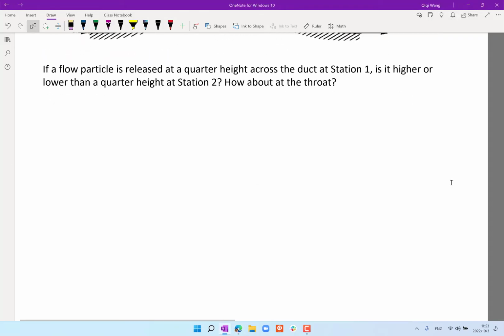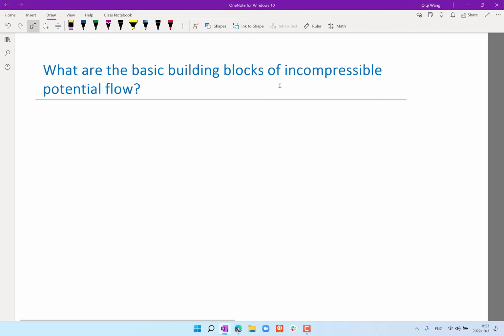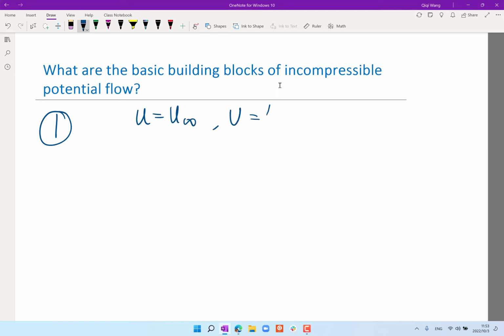All right. So, what are the basic building blocks? We have seen two, right? First, the basic building block is just the uniform velocity: U is equal to U infinity, V is equal to V infinity. That's almost a trivial solution, but when you add it together with other stuff, it's no longer going to be trivial anymore.